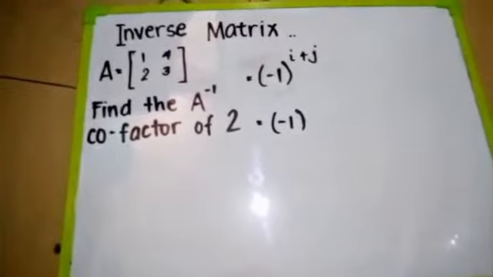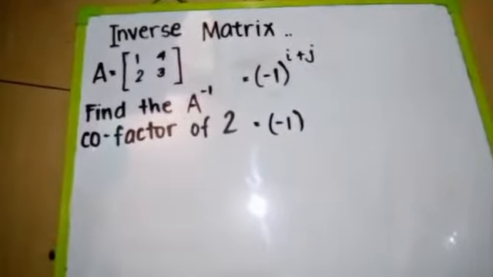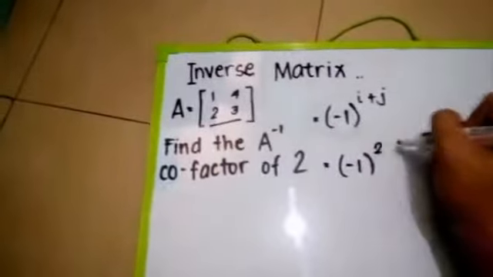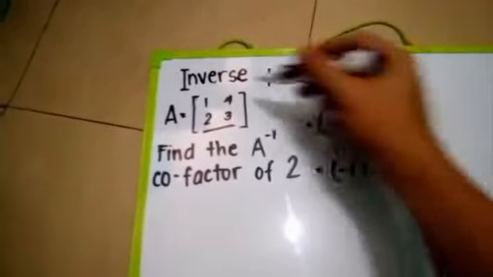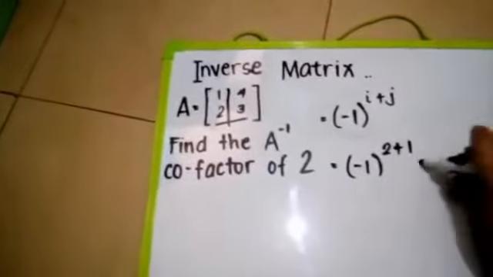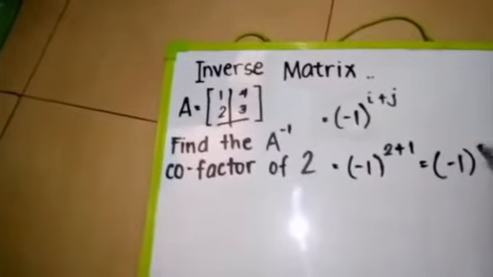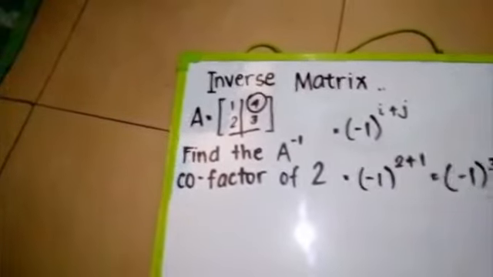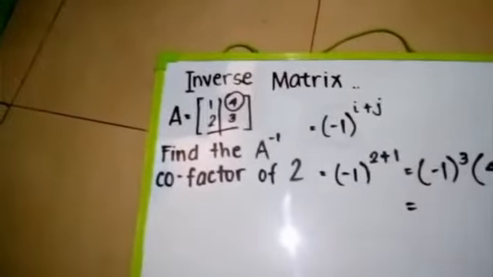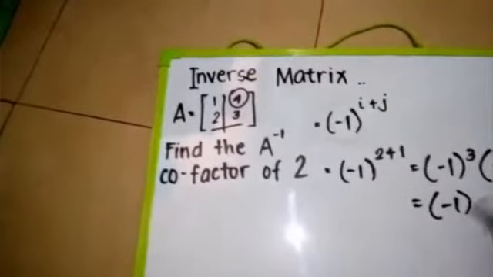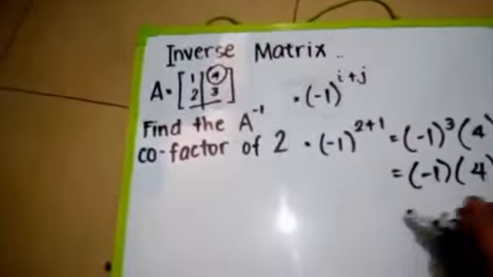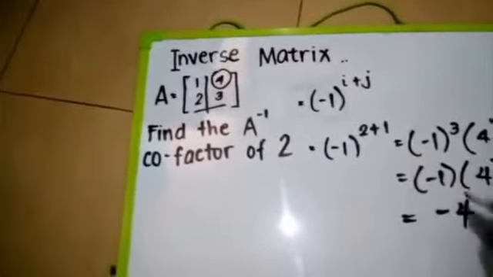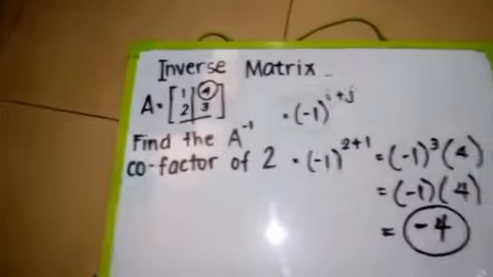We will find the cofactor of 2. The cofactor of 2 is equal to negative 1 raised to the number of the row, second row, plus j, the number of the column, 1, which is equal to negative 1 raised to 3 times the least number, 4. Negative 1 raised to 3 is equal to negative 1, times 4, which is equal to negative 4. And now, negative 4 is the cofactor of 2.